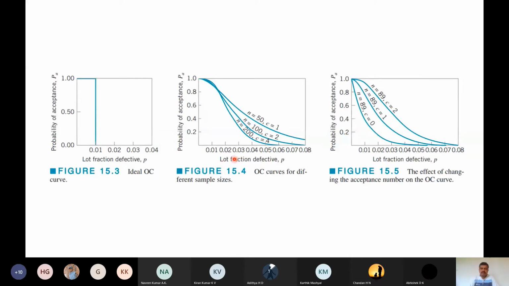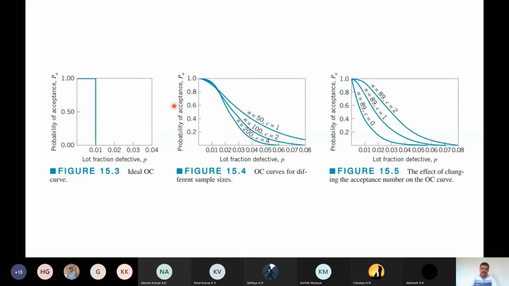That means if the lot size is 1000, out of 1000 how many are defective? That is given by the lot fraction defective. Probability of acceptance: for example, if there are 10 defectives in a lot of 1000 units, what is the probability that the lot will be accepted even though it has 10 defectives? Will it be accepted every time, or accepted a few times and rejected a few times? That is the probability of acceptance.